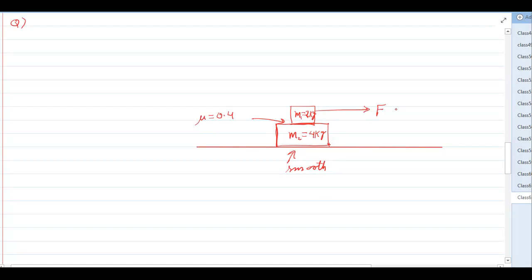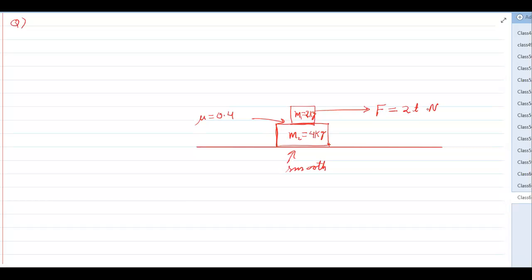This force is variable in time. So the force is varying like this, 2 into time, in Newton. So the value of force is 2t Newton. So the force is variable, and we have to find the acceleration of the system with time and at what time sliding will occur.